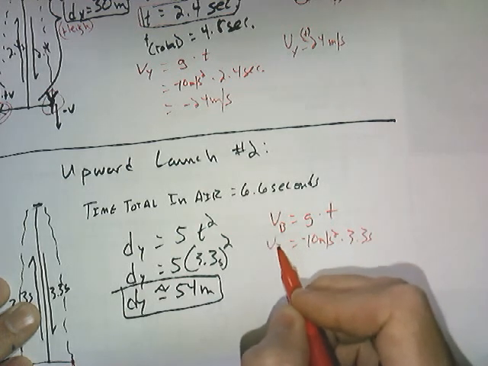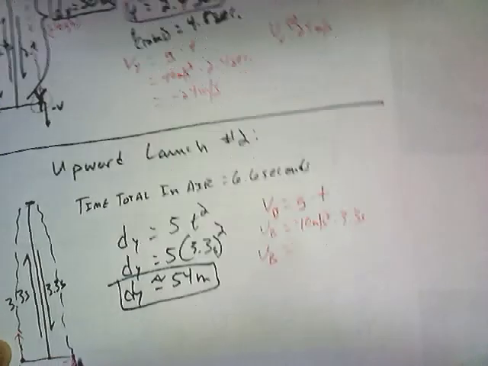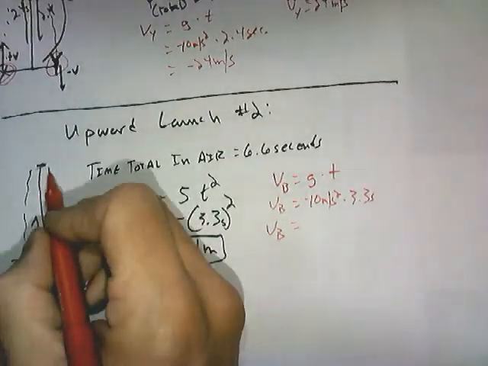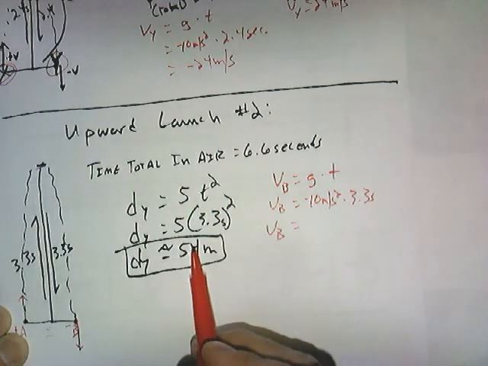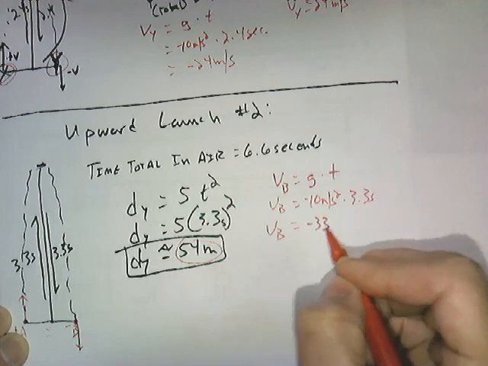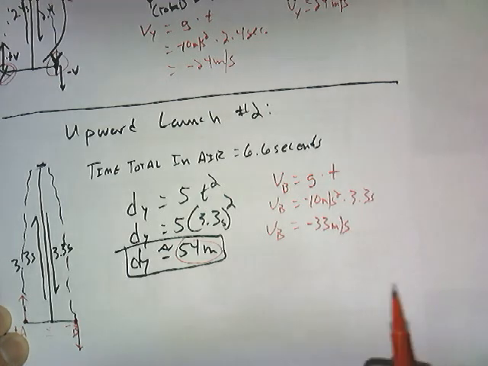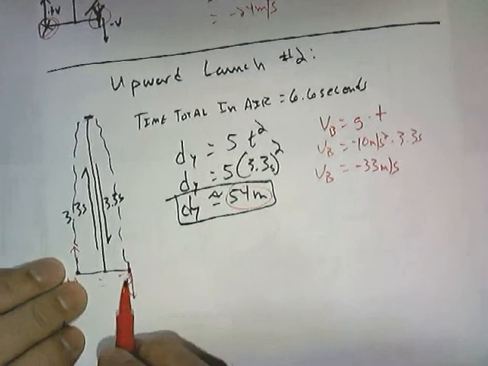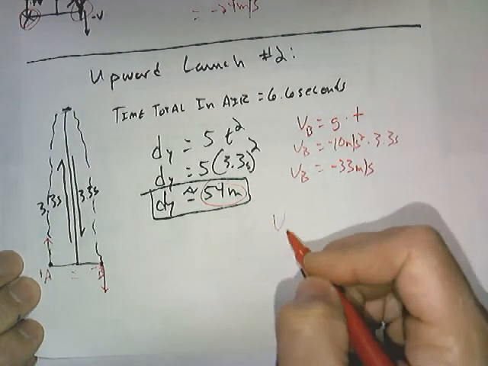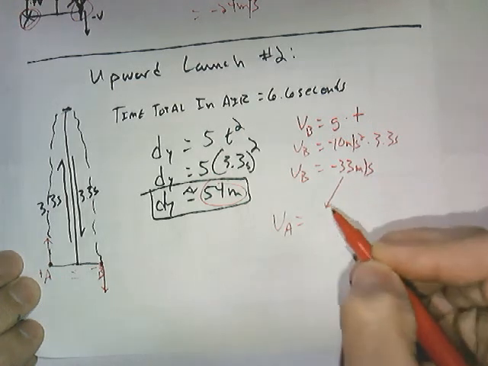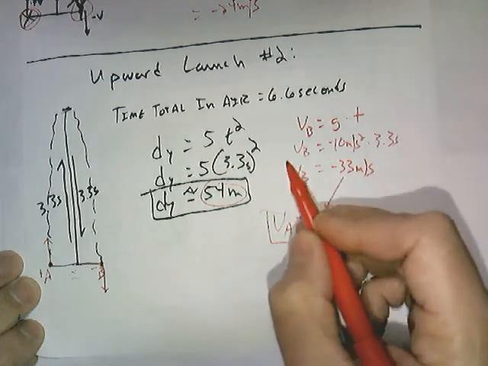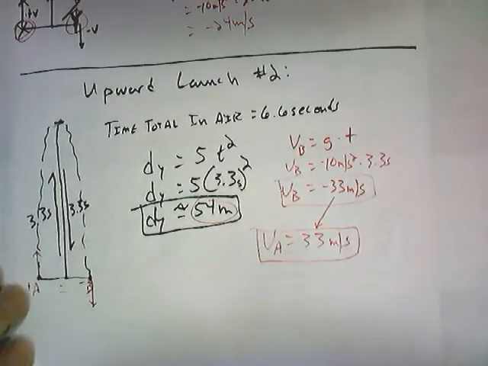You'll find that the velocity at location B, the instant before impact, if it free fell from 54 meters, is going to be negative 33 meters per second. Therefore, we can make sense of this. If it's equal in magnitude, the velocity at location A is going to be the same velocity, only positive, 33 meters per second. Hopefully, that will help you.